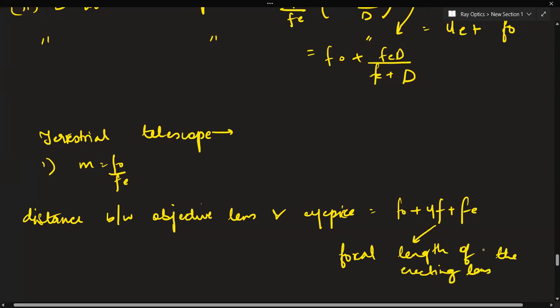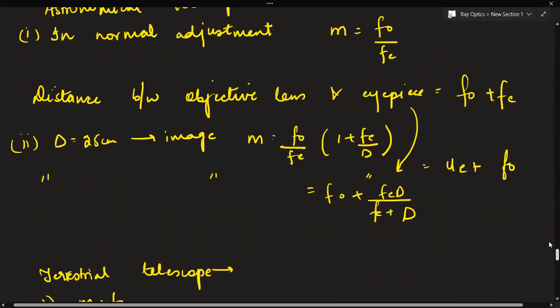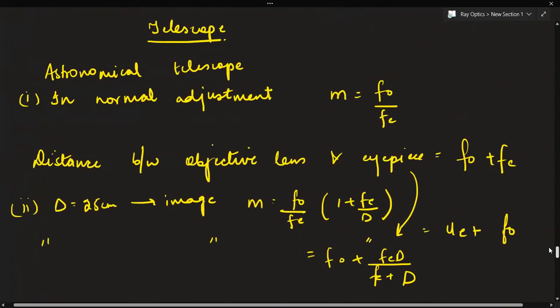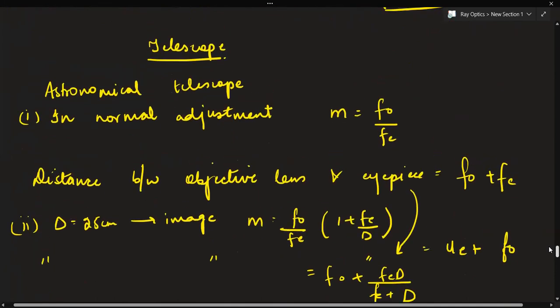Then you have reflecting telescopes as well. You have Galileo's telescopes as well. Let's do a question. Before that, just note down these points on telescope. Then we'll do a question on this.